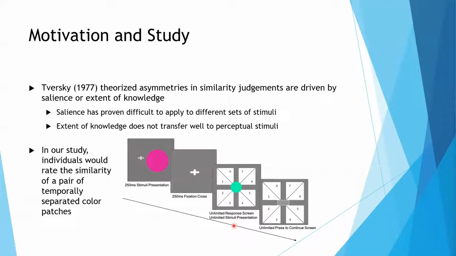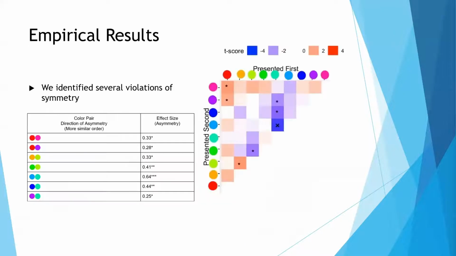Do note, in one of the 3 experiments, we did not allow unlimited stimuli presentation. We instead altered it so that it was only 250 milliseconds, like the other color patch presentation, and the results did not change much. We identified several violations of symmetry in the empirical results, which the conventional multidimensional scaling approach cannot readily capture. If you would like to take a closer look, I encourage you to pause the video here.